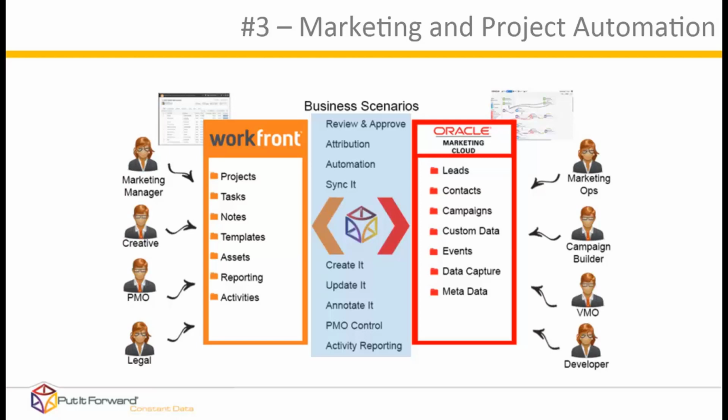Now, in parallel, the project that's used to run those is set up inside of Workfront. And so what Put It Forward does is bring those two things together so that when a task is hit or approached and starts to be executed inside of a project plan in Workfront, it spawns a series of activities and actions and events that are automatically created and run inside of Eloqua.